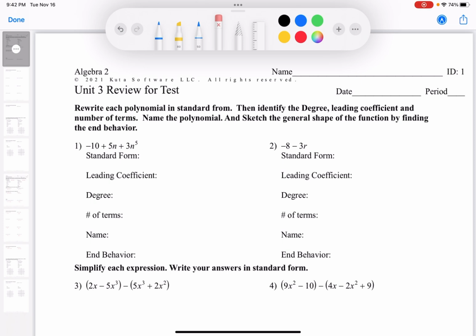So we're going to rewrite each polynomial in standard form, identify the degree, leading coefficient, and number of terms. I'm going to name it and sketch the general shape of the function by finding its end behavior. So standard form, remember, we go with the largest exponent first, so 3n to the fifth plus 5n minus 10. So there's the standard form. Leading coefficient, the number out in front of our largest exponent, so n to the fifth, leading coefficient then is 3. The degree is the exponent of your leading term or first term, so that's 5. Number of terms, it has 3.